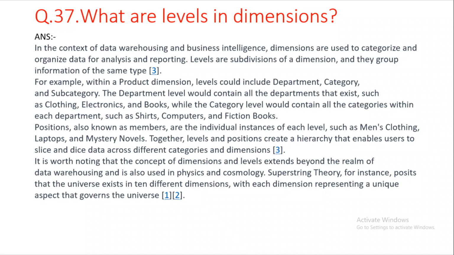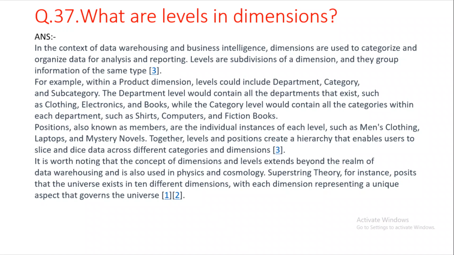Question number 37. What are the labels in dimensions? In the context of data warehousing and business intelligence, dimensions are used to categorize and organize data for analysis and reporting. Labels are subdivisions of a dimension, and they group information of the same type. For example, within a product dimension, labels could include a department, category, and subcategory.